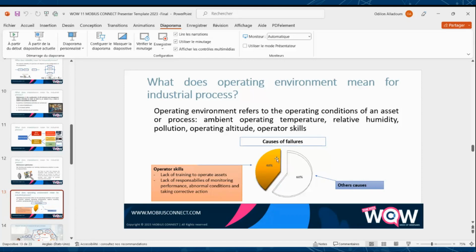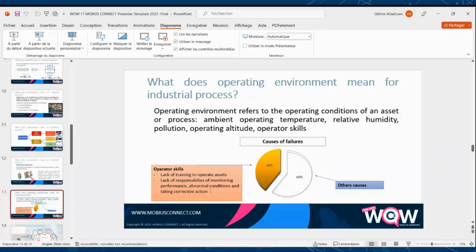This graphic shows the study conducted by experts in the field of maintenance and reliability. It shows that almost 40% of failures are caused by operator skills. The main problems identified are lack of training to operate assets, lack of responsibility of monitoring performance or abnormal conditions, and taking corrective action.